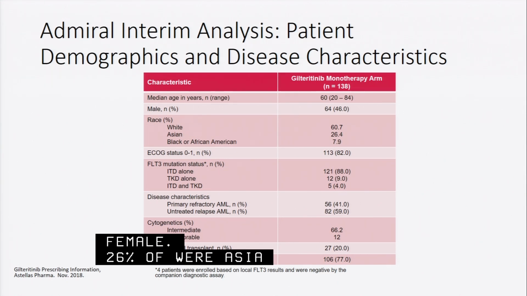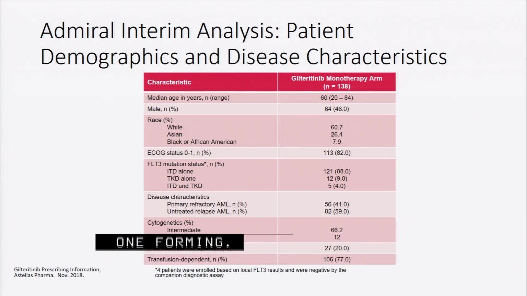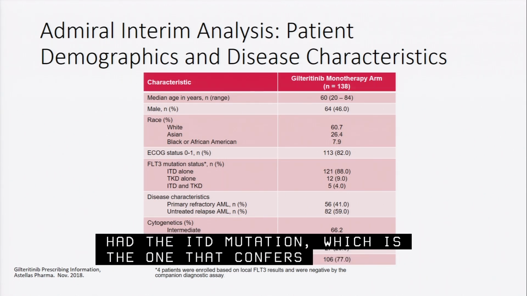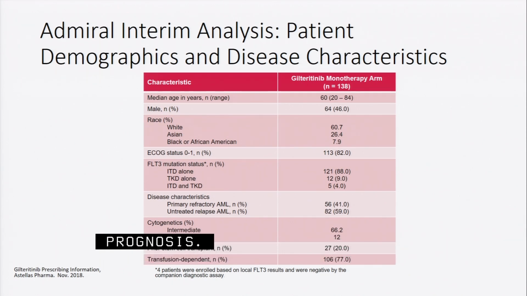And the majority of those patients, and this is probably the most important part on the slide, had the ITD mutation alone, which is the one that confers the worst prognosis. TKD alone was a little less than 10%, and both, again, if you were lucky to have both, that was a little less than 5%.